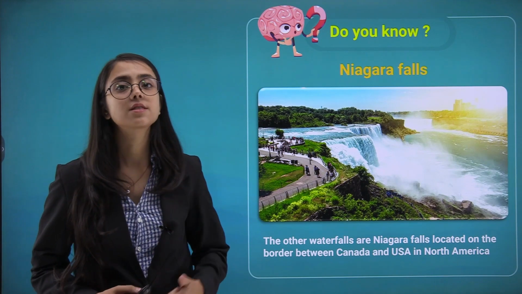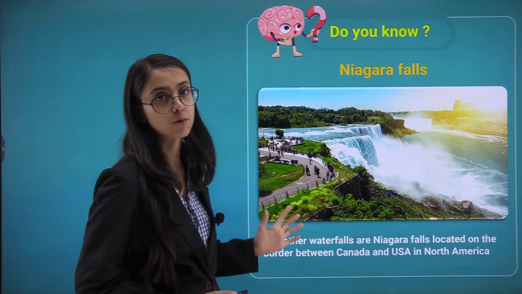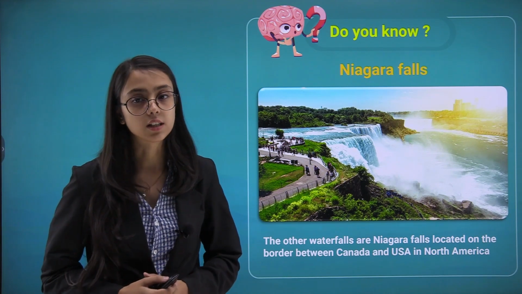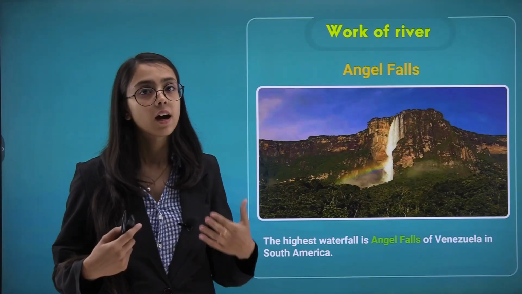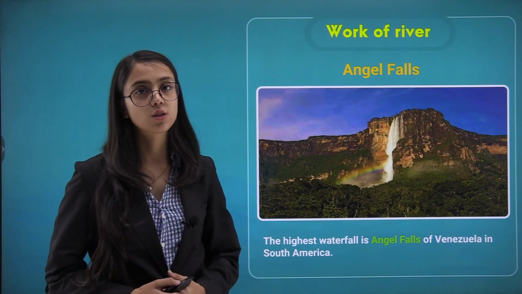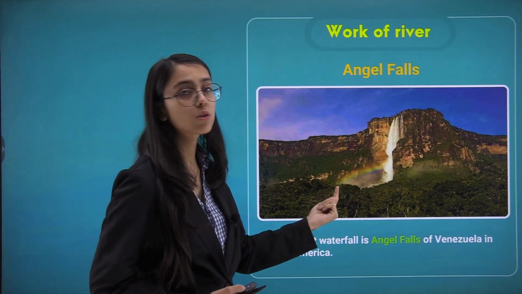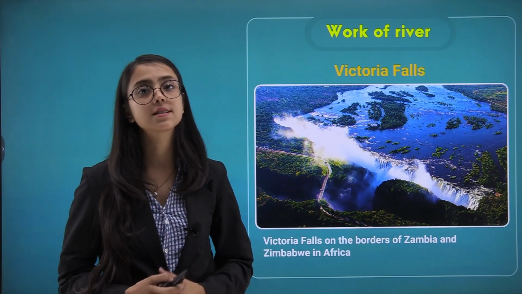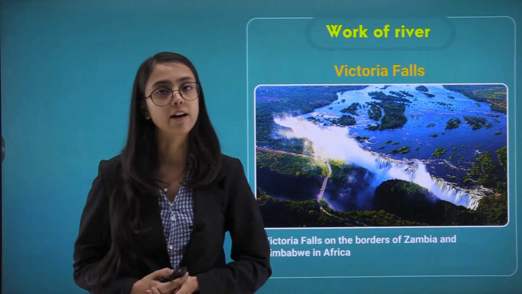Now, one such waterfall located in Canada and USA is known as the Niagara Falls. Niagara Falls are one of the biggest, huge waterfalls of the earth, and they are located on the border between Canada and USA in North America. Another example of waterfalls is the Angel Falls. This is located in Venezuela in South America. Do you observe how the water is coming down and how a rainbow is formed due to the reflection of sun rays on the water crystals? Victoria Falls is another example of waterfalls, which is located between Zambia and Zimbabwe in Africa.